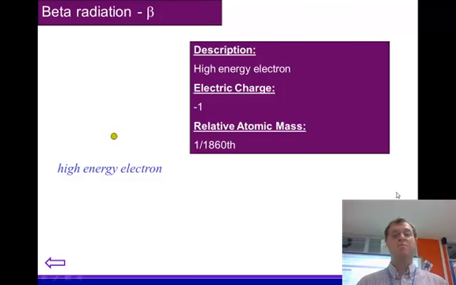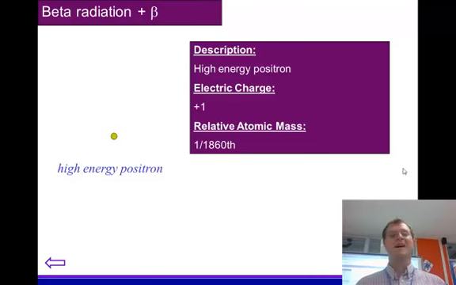Next we have beta radiation. Beta radiation is a high energy electron. So as it's an electron, it has an equivalent electric charge of -1 and a relative atomic mass of 1/1,860th of that of a typical nucleon. What's often not mentioned, and it should also be mentioned, is that beta radiation comes in a positive form as well. We could also have a high energy positron. A high energy positron is just like an electron, except it is positively charged.